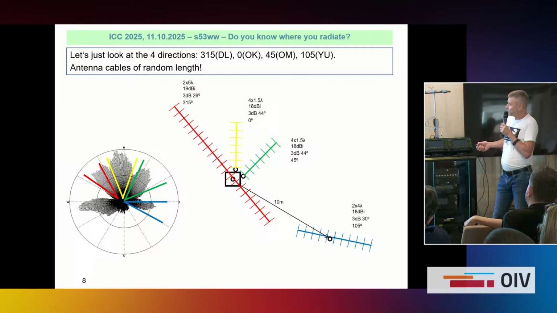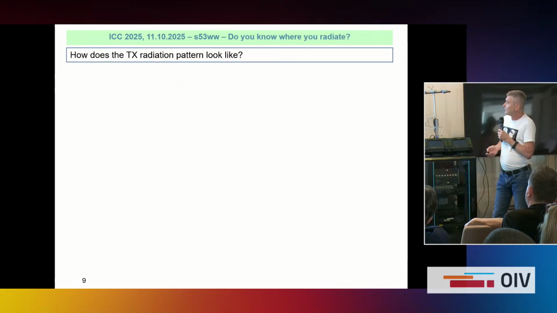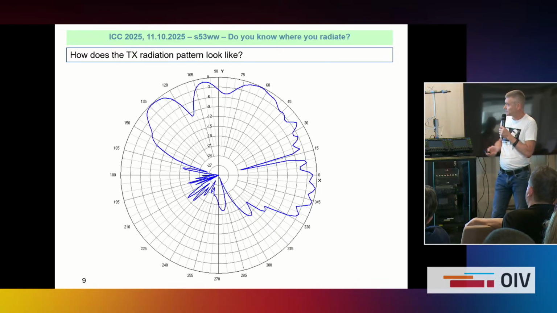So you can see all the antennas have approximately the same gain, which is what you want, also for the receive side. Approximately the same gain you need in different directions. Now, this is one important factor: antenna cables are of random length. And how does the TX radiation pattern look like? See. Okay, something like that.